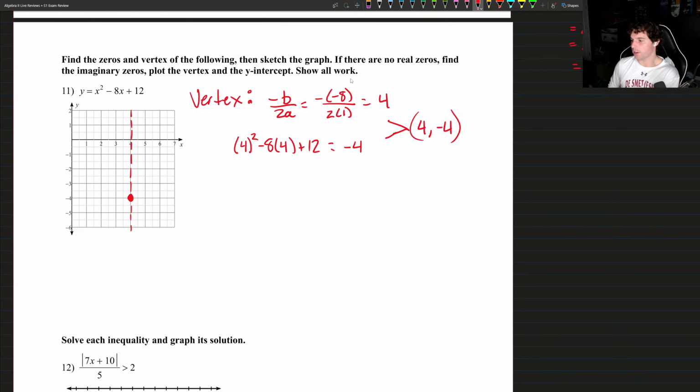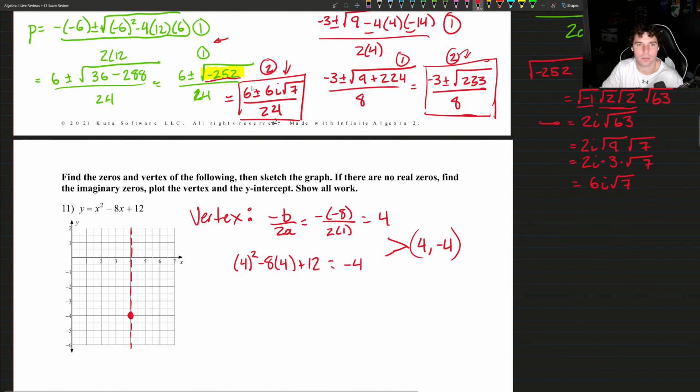Okay. How do you find imaginary zeros? I mean, we did this in number 9. These are imaginary zeros because there's an i involved. So whenever you have a square root of a negative number, that's when an imaginary zero comes up. We didn't do anything special. We're still using the quadratic formula. It's just when we simplify, we notice that there's a negative underneath the square root. And then because of that, we have to pull out that i. And once we do that, we have an imaginary zero. So 6 plus or minus 6i rad 7 over 24. Those are two imaginary zeros. 6 plus and then 6 minus.